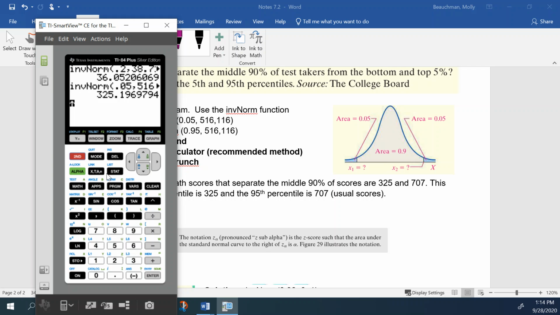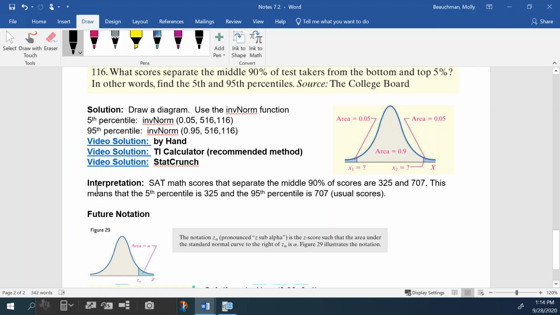And then to find the 95th percentile, we put 0.95. Everything else remains the same. 706 or about 707. So the SAT math scores that separate the middle 90% are 325 and 707.